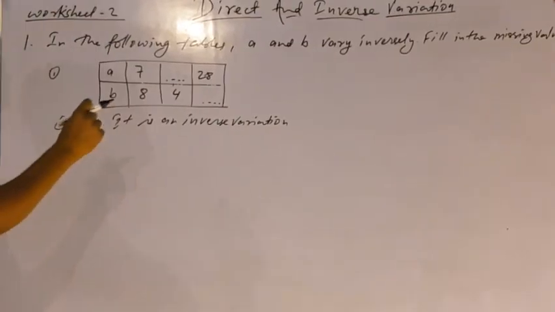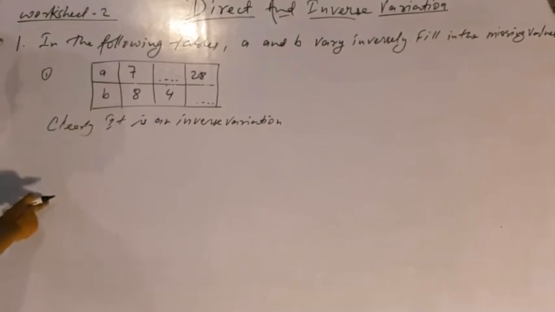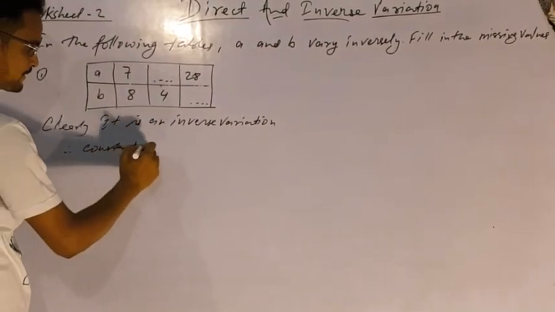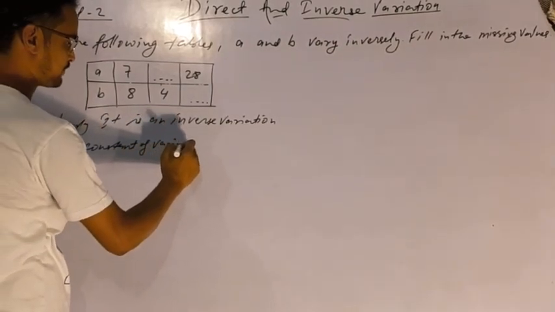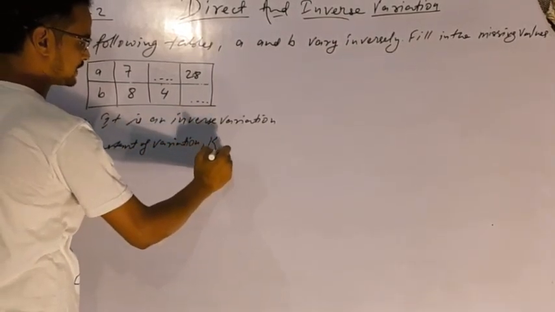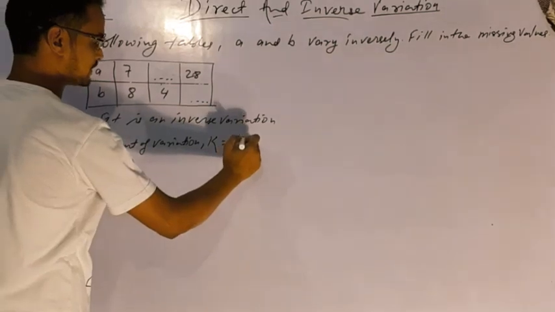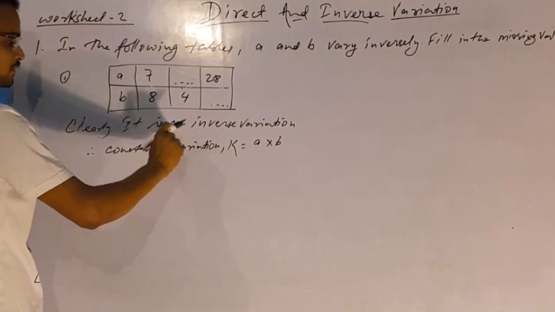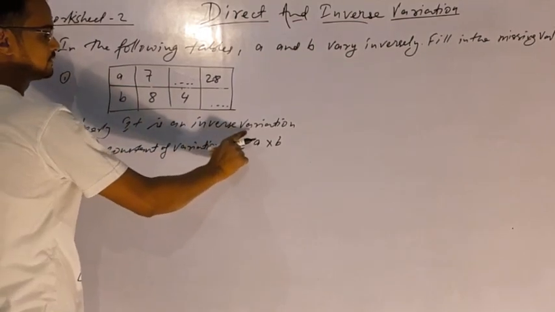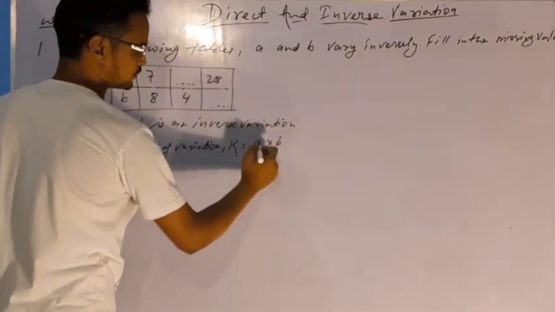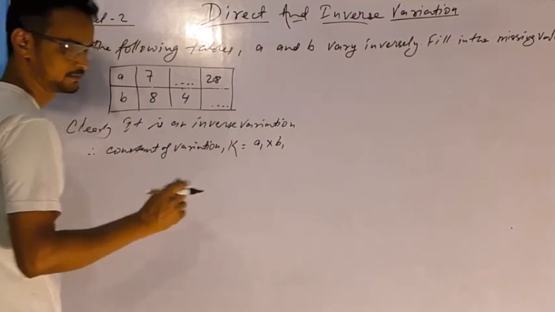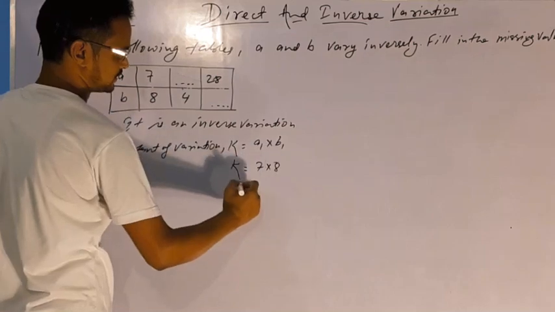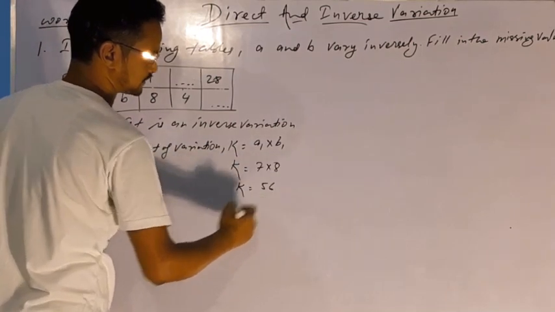Firstly, we have to find the constant of variation. Therefore, the constant of variation, namely k, is equal to a multiplied by b. We have discussed that the constant of variation in the case of inverse variation is the product of the two. Here we will write a1 and b1. Therefore, k is equal to 7 into 8. K is equal to 56.